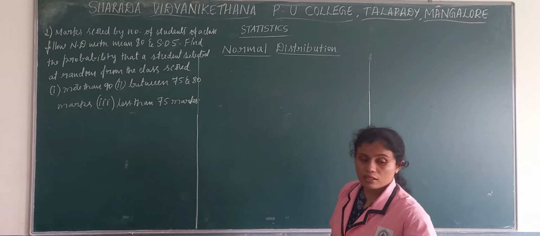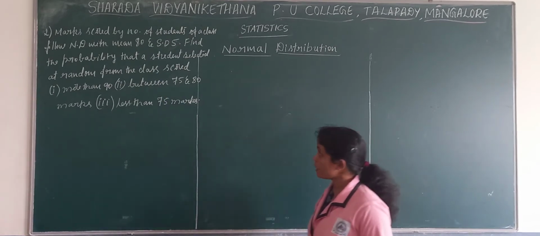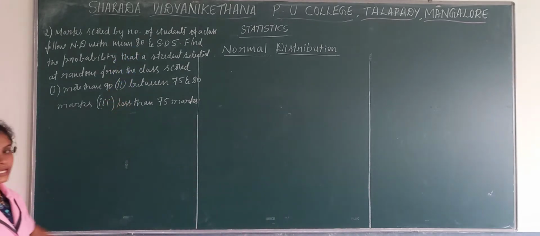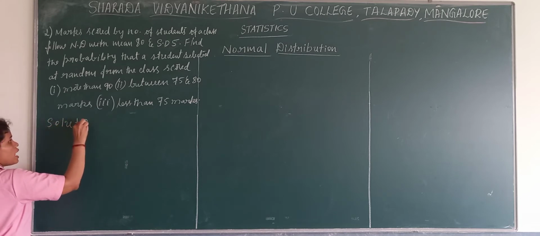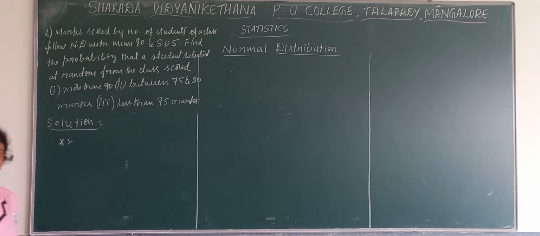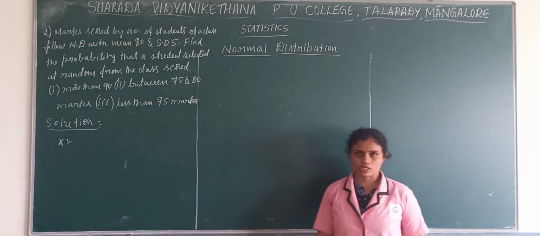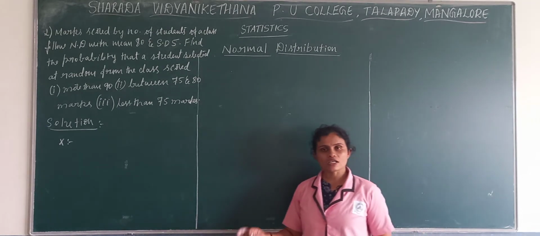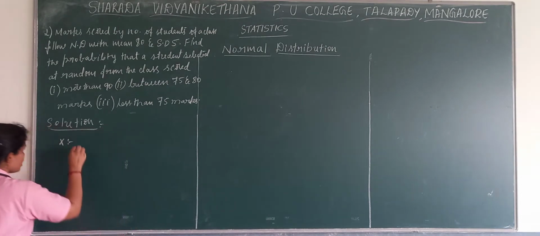Now we'll see, it's about marks scored by students, and they have given the mean and standard deviation. We'll go through the solution slowly. As I said, initially we need to write X. In the previous problem, they had not mentioned what it was. Here they have given it: it's about the marks of a student.